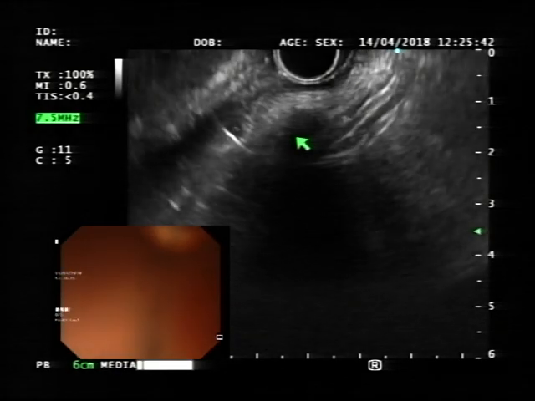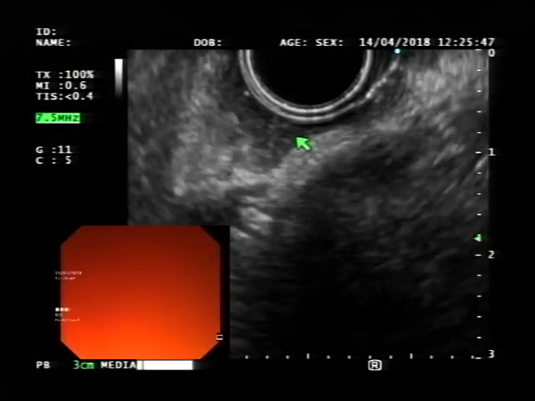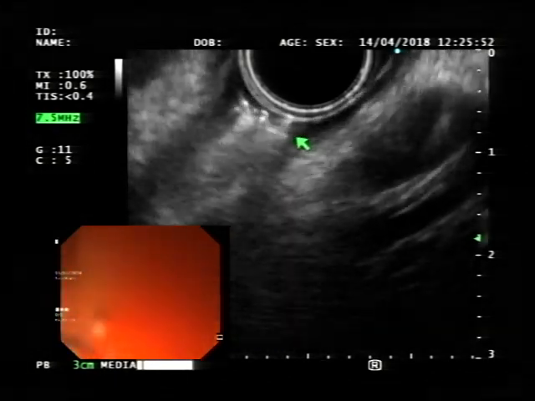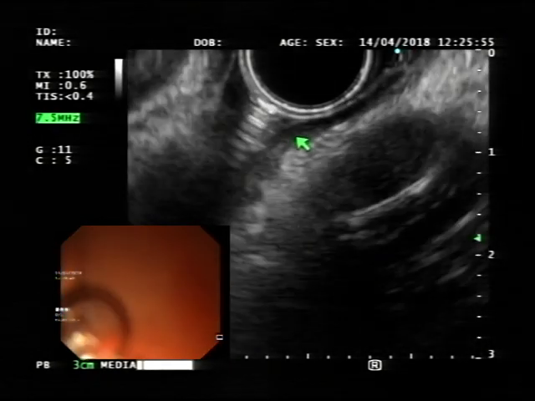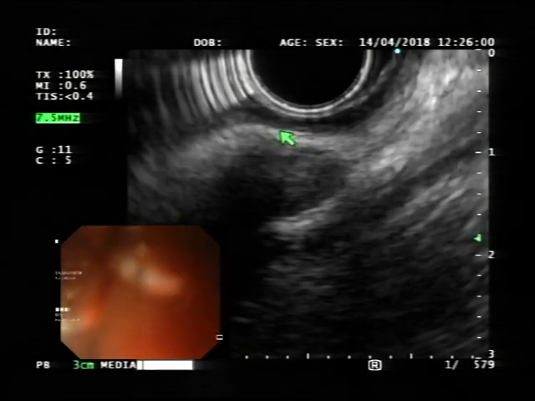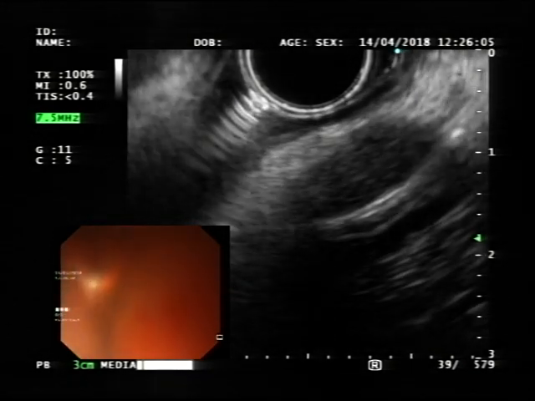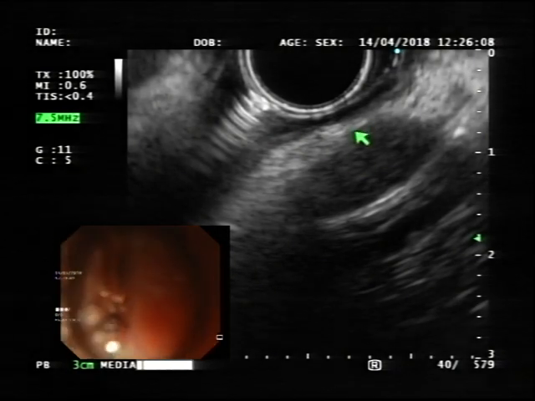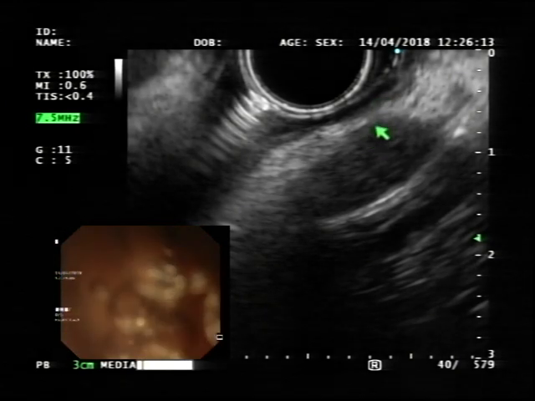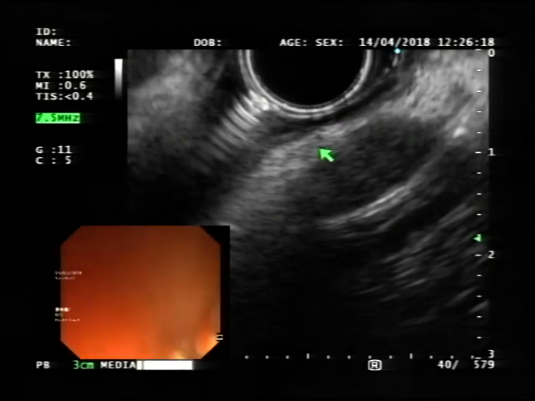Exactly, and here you were right, all the wall layers appear intact. So it's coming off the serosal layer of the stomach. Can you just show the wall layers for the audience, please? Yes. One thing before I go back to the wall layers, I'm going to show you that in a minute. But remember, this is muscularis. I'll show you those layers a little better. And this is that abnormality or a mass, whatever you want to call it.